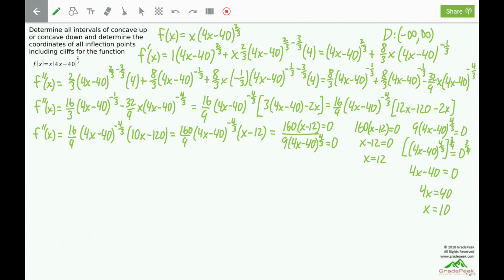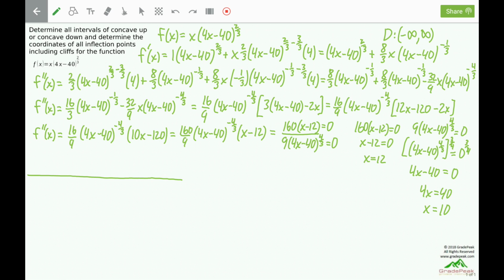The domain is all real numbers. X equals 12 is a real number, x equals 10 is a real number. We keep both of them. They are both candidate numbers. We can now draw a domain line, a line representing the domain. It has no left end because it starts at negative infinity. It has no right end because it ends at positive infinity.